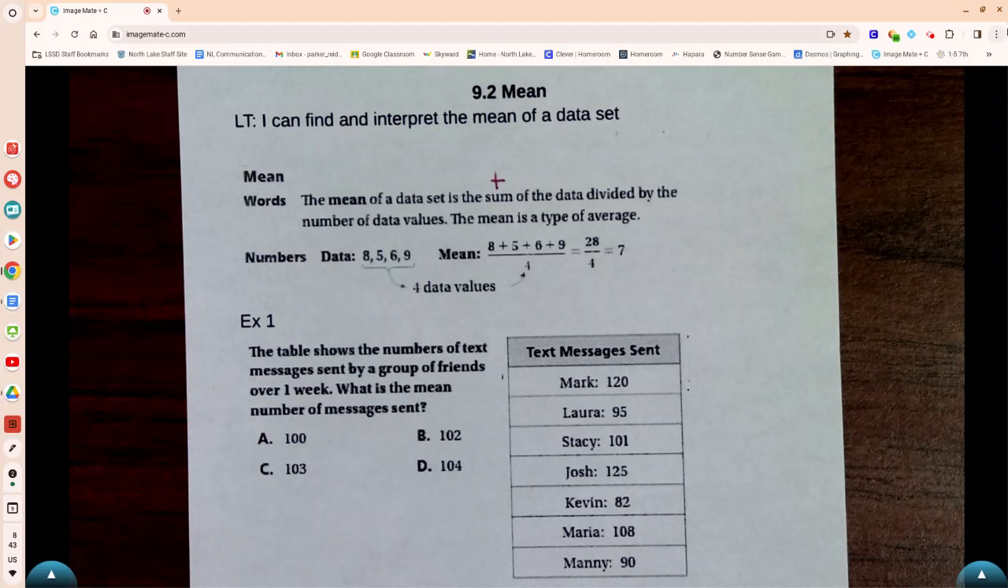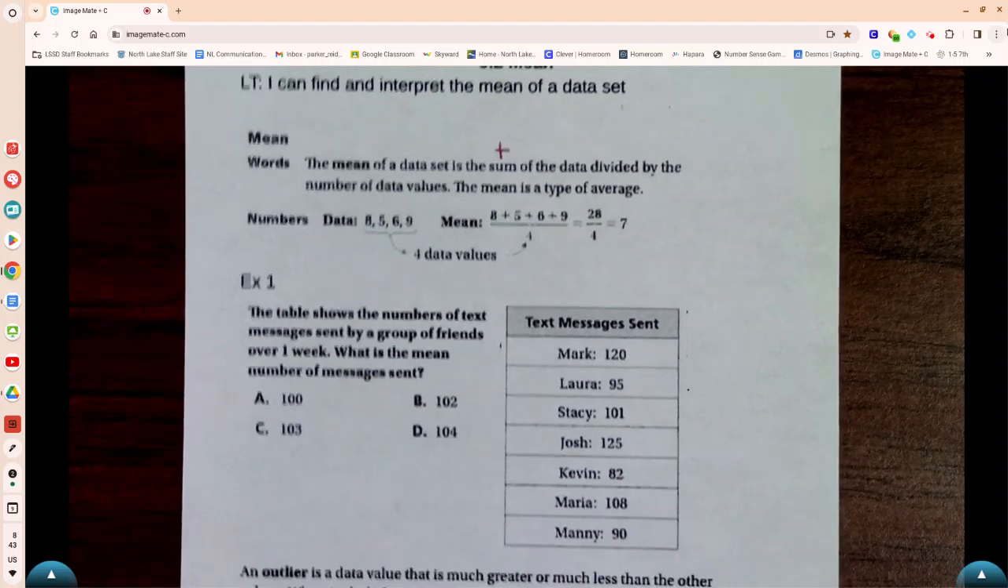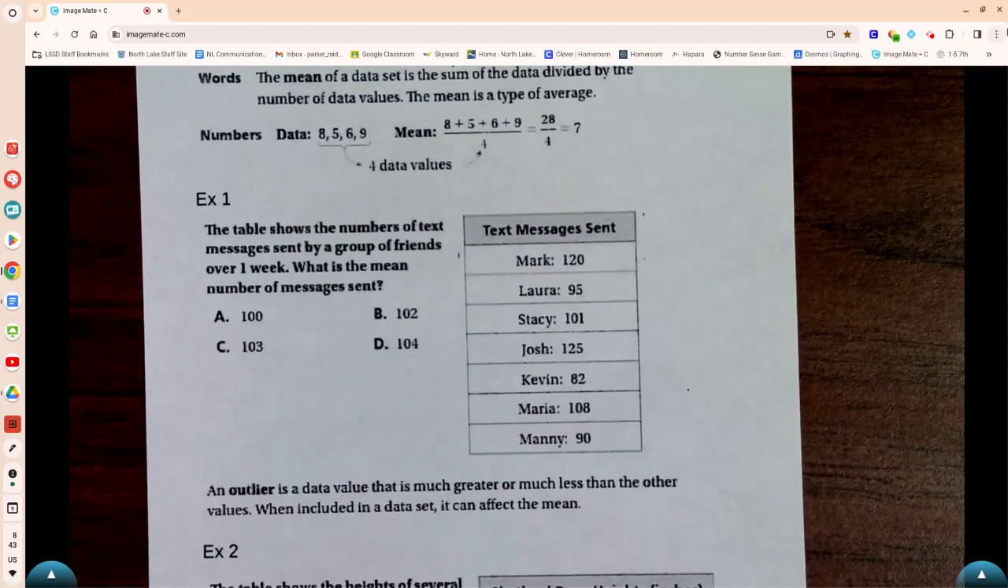So yesterday, when we were talking about statistical questions and we said, well, there's not just one answer, that is true. And so one way to boil down all of the data into one reasonable answer or reasonable average is to find the mean. So our first example says the table shows the number of text messages sent by a group of friends over 1 week. What is the mean number of messages sent?